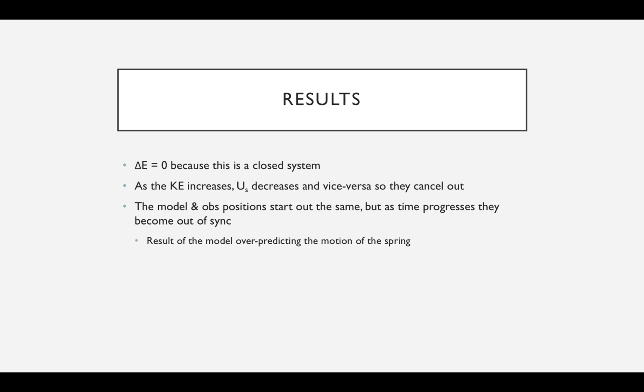The position of the observed data and the model data start out the same, but as time progresses, they get more and more out of sync. This is because for every 1 point from the observed data, there are many more points for the model, and the model doesn't take into account the effects of air resistance or drag. This causes the model to overpredict the motion of the spring.